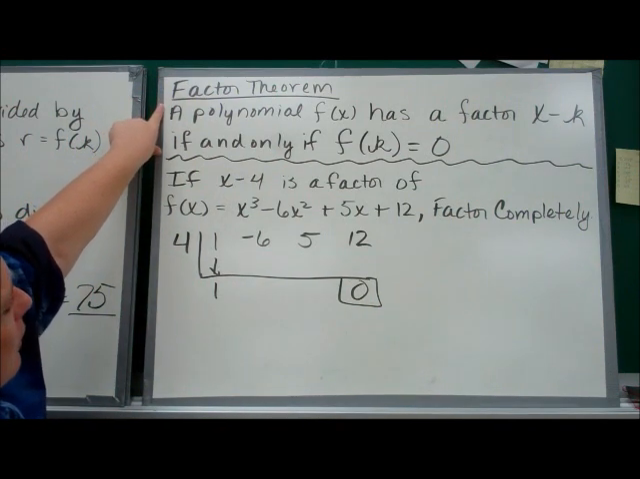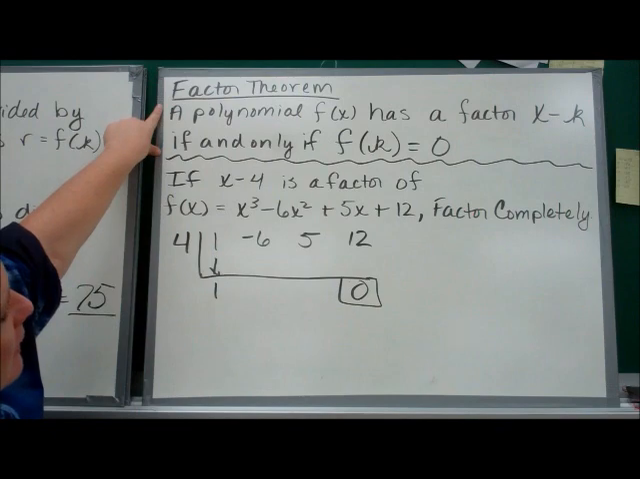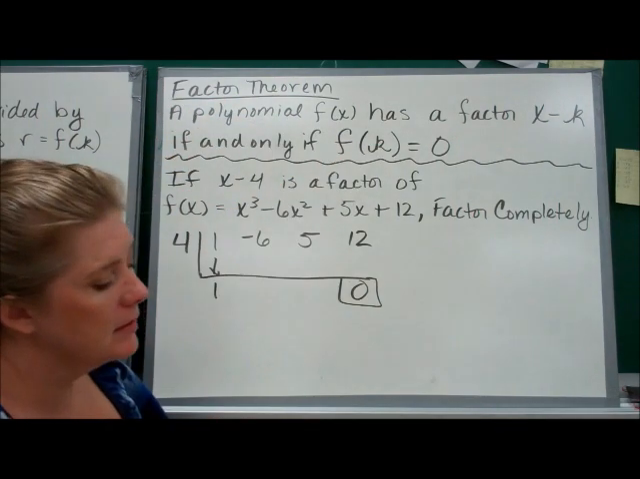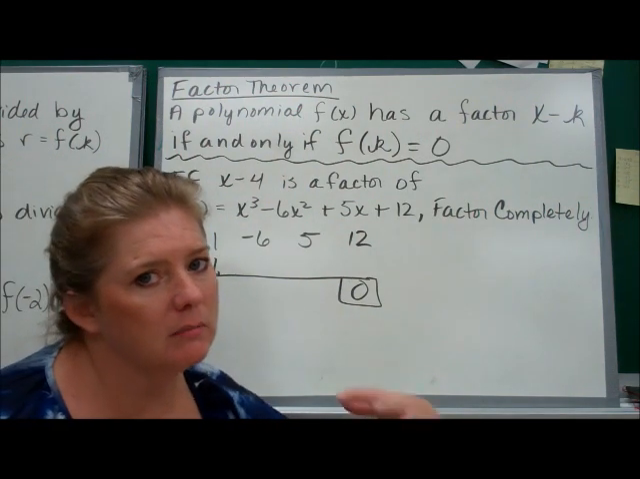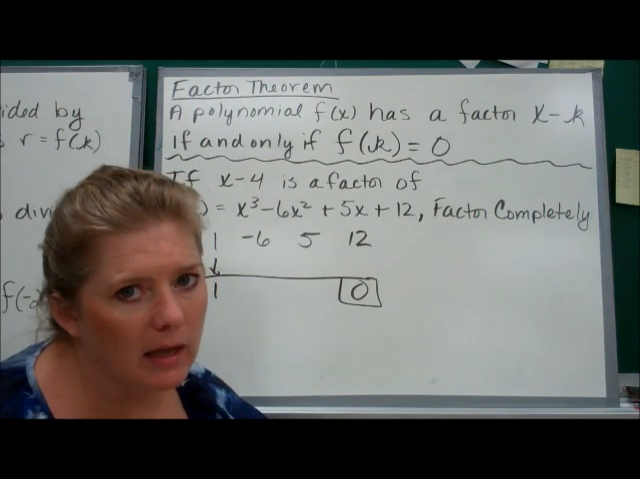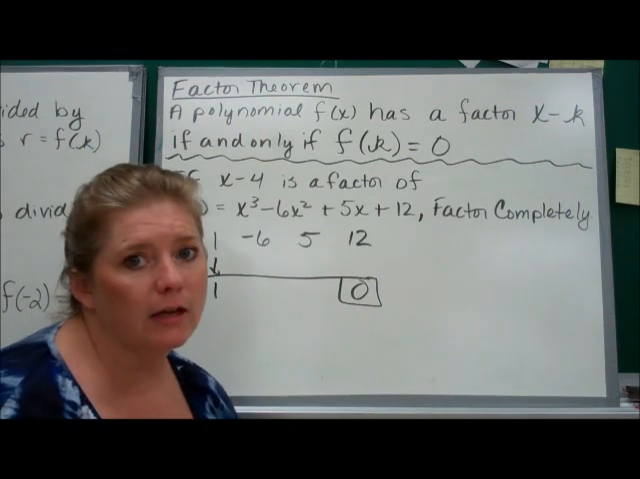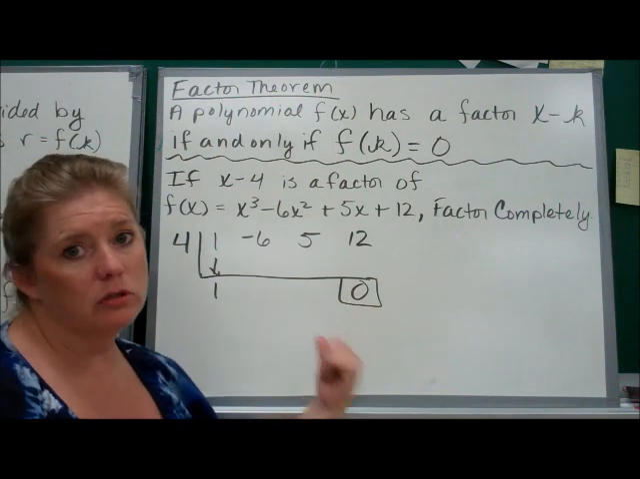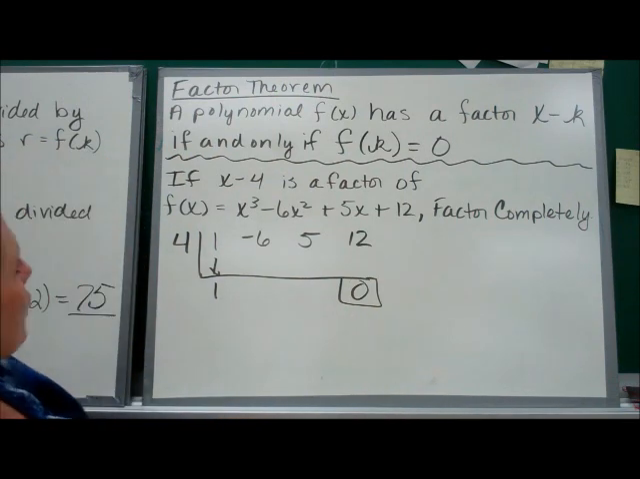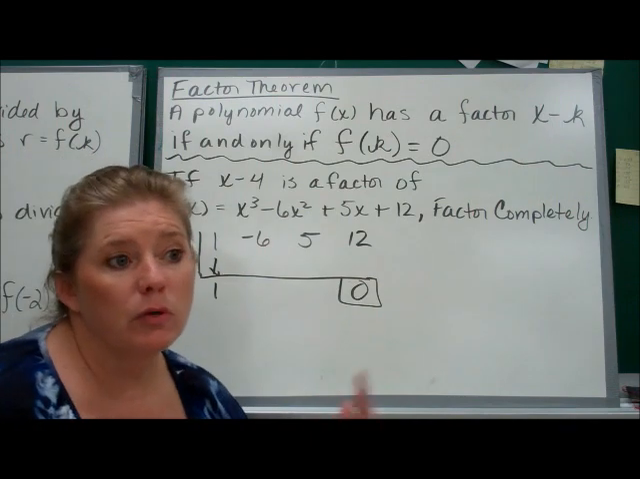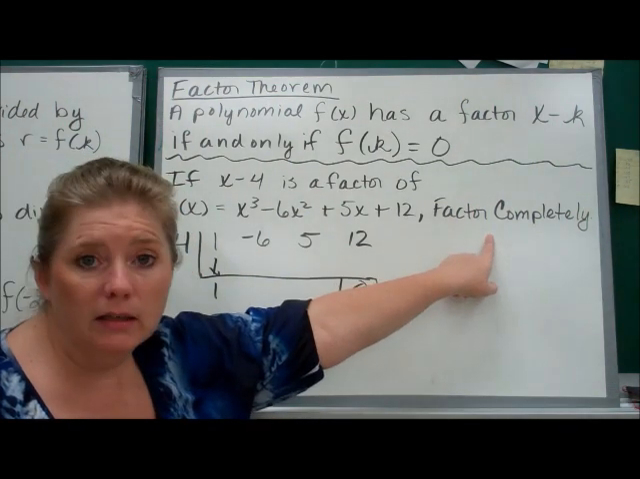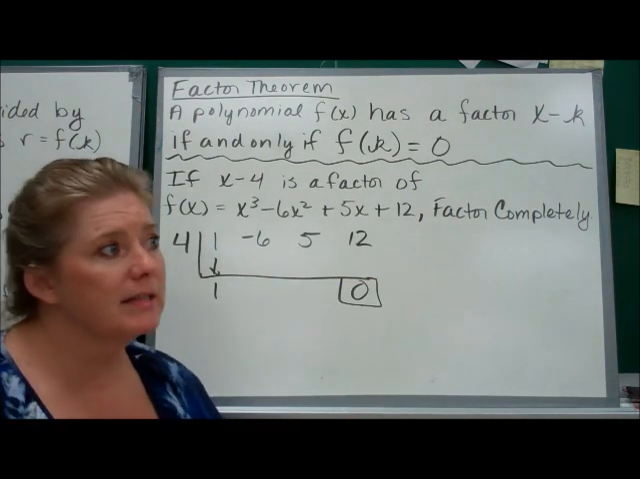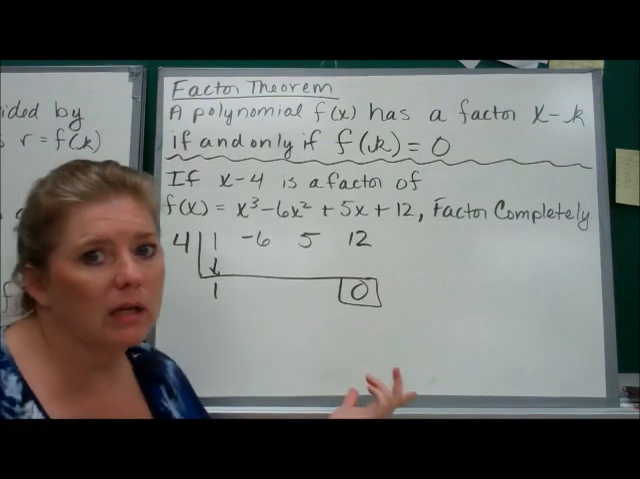If a polynomial, f of x, has a factor of x minus k, then f of k equals 0. So that just means the remainder is going to be 0 when you plug in k. So if x minus k is a factor of a polynomial, then the remainder is 0 when you do the division. Okay? And we can use this to help us factor completely, and we use factoring completely to help us solve.